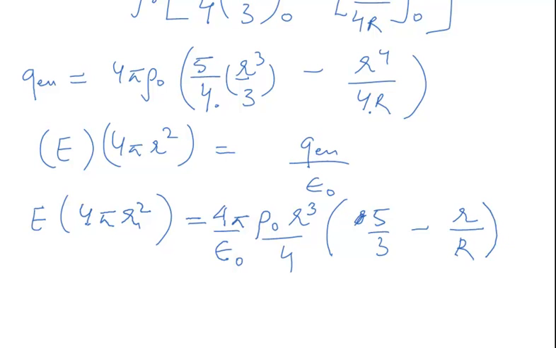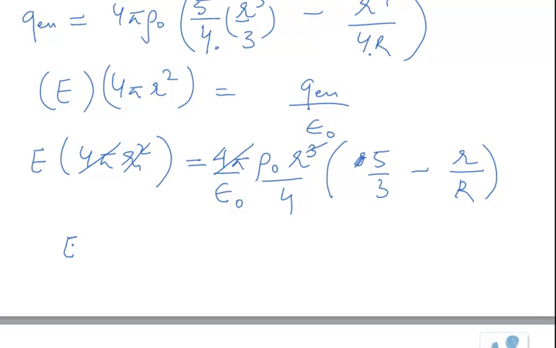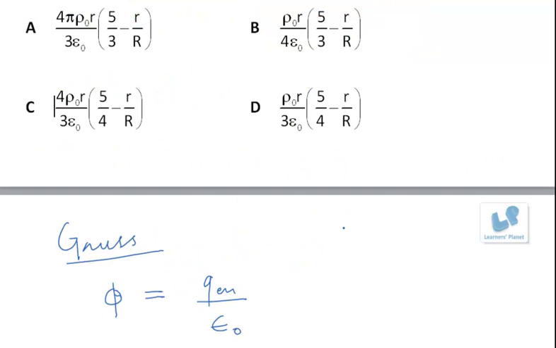Now the 4 pi cancels out, r square cancels with the r cube, leaving one r, and you will get finally E equal to rho naught upon 4 epsilon naught times r times (5/3 minus r/R). So among the 4 options, option B is correct.